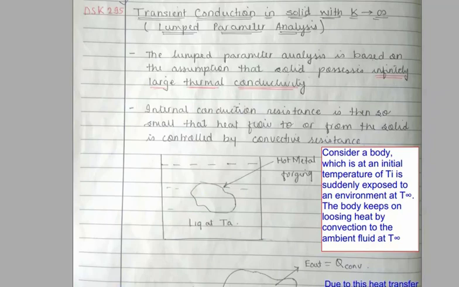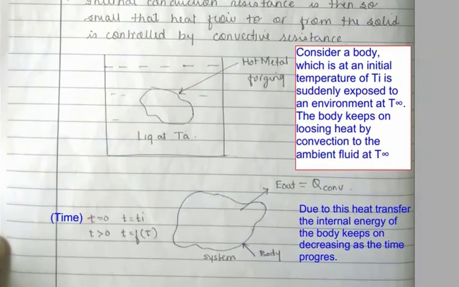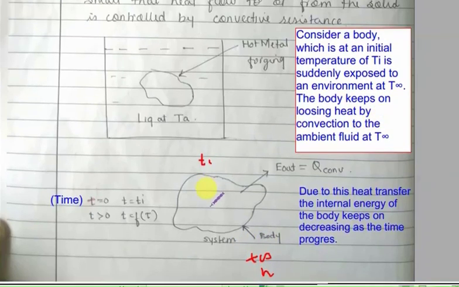Let's see what is given here. Now consider this body. Consider a body which is at an initial temperature of Ti. Let the body be at the initial temperature Ti, and it is exposed to the environment at T infinity, with heat transfer coefficient h. So here Ti is greater than T infinity.